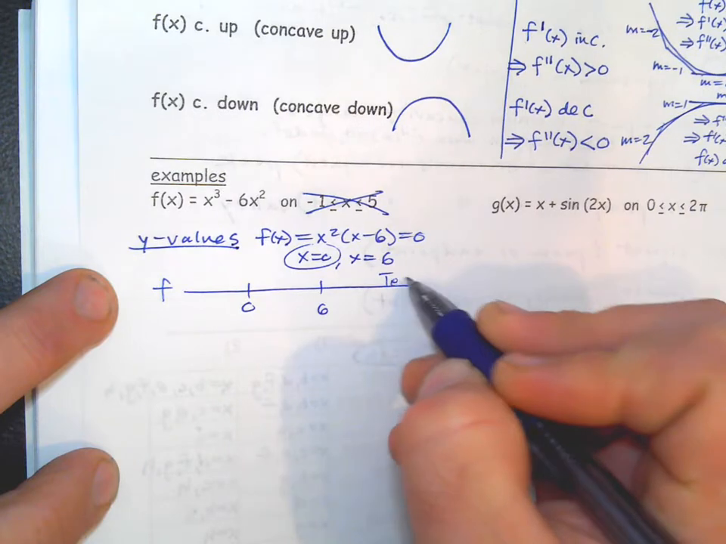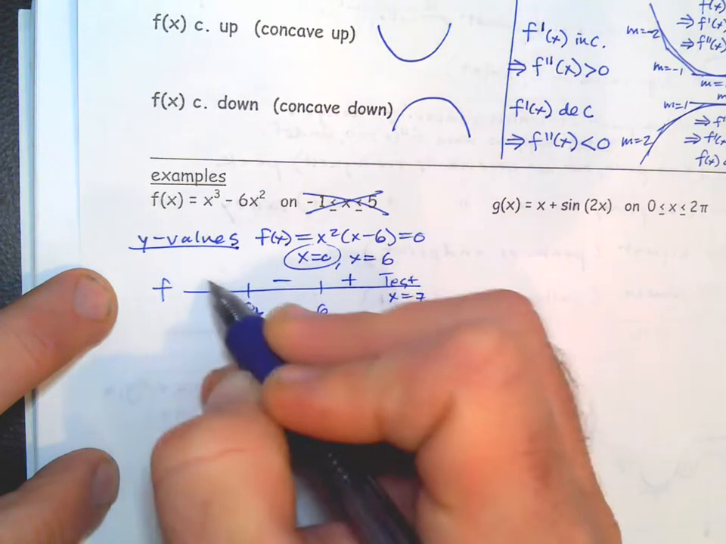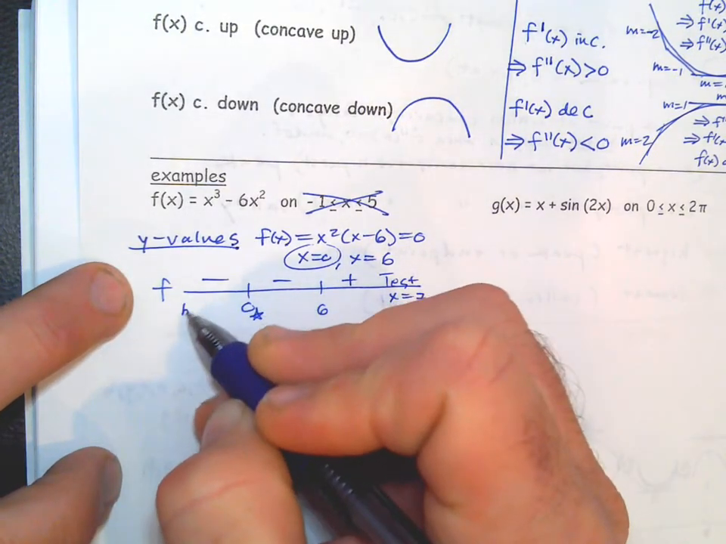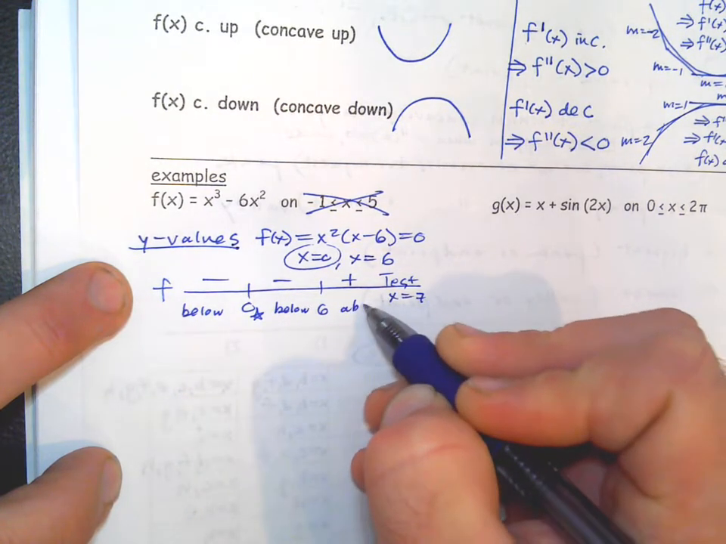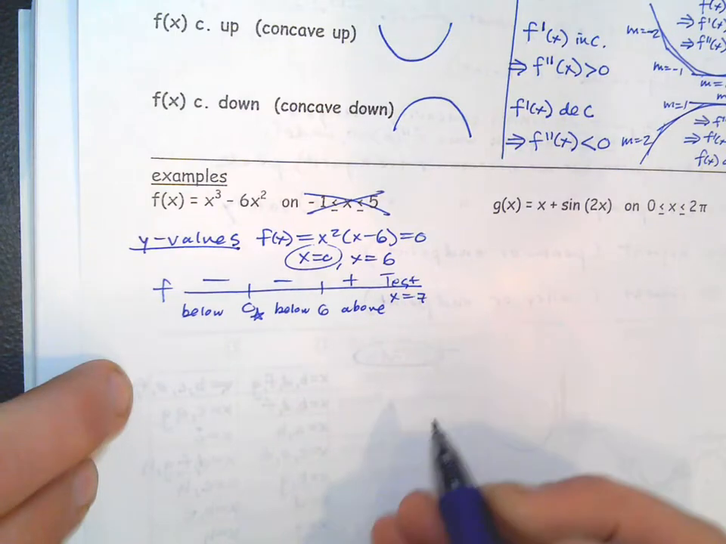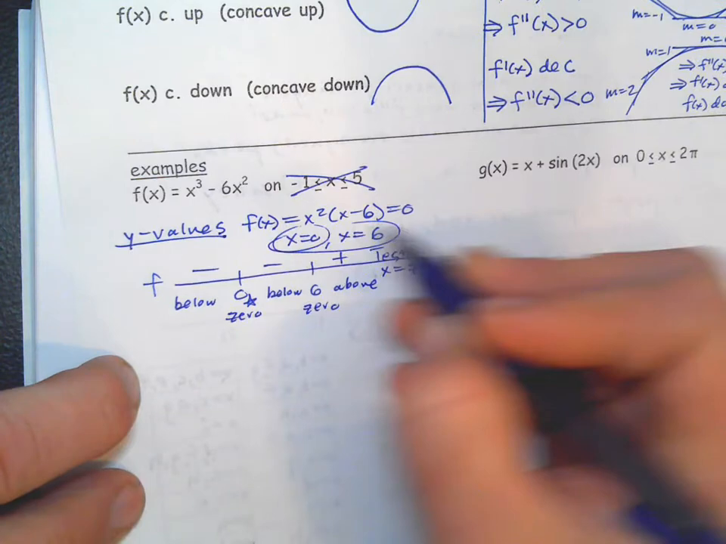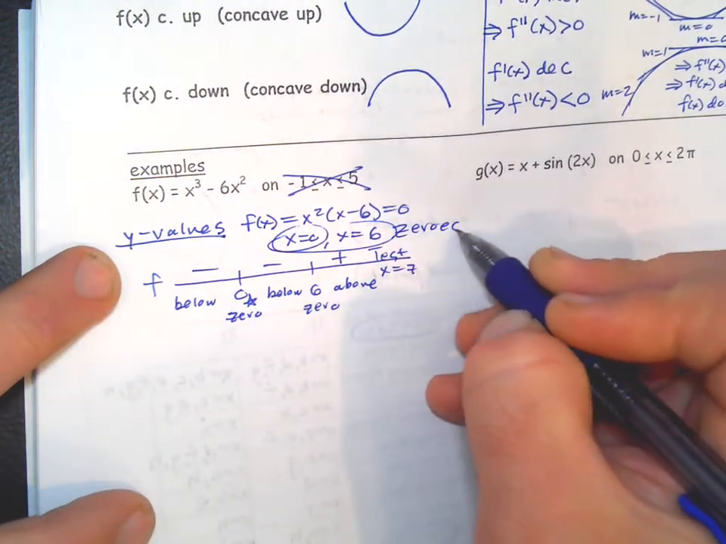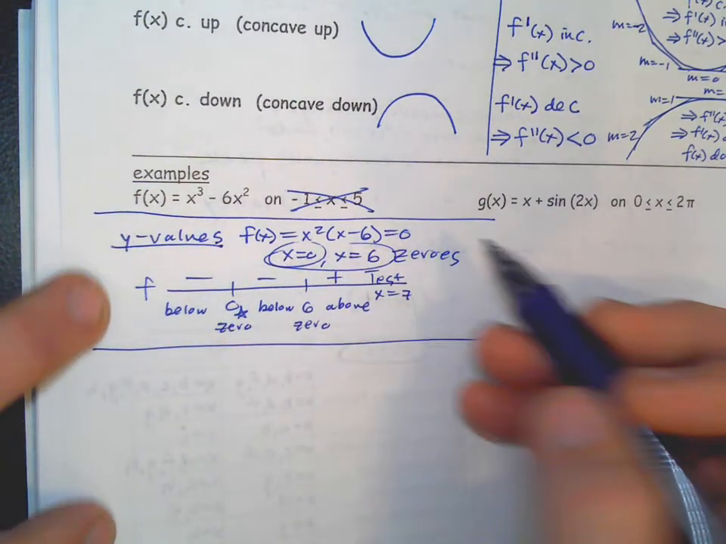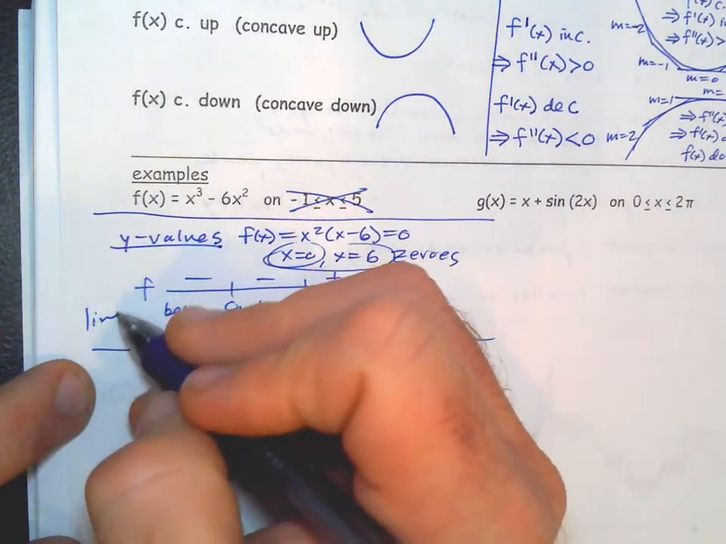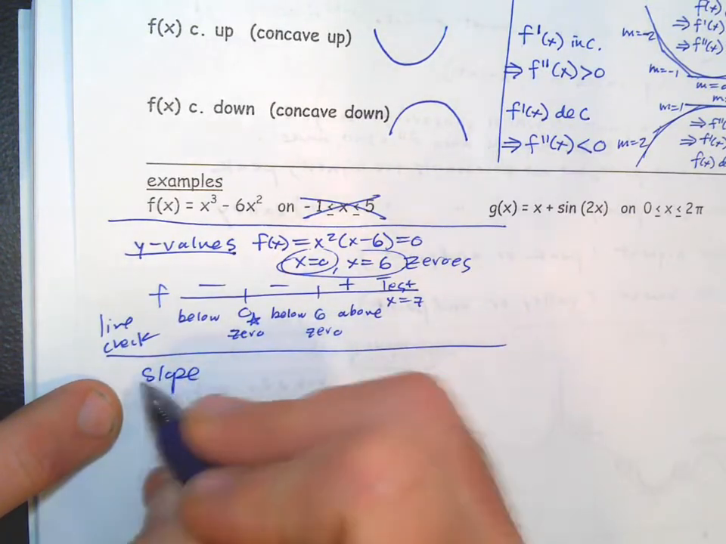Test a point. X equals 7 is positive, positive, positive, which means the graph is above the x-axis. Graph is below the x-axis. The graph is above the x-axis. So these are called zeros, by the way, right? These are zeros. So, I mean, we're not going to usually do that line check, but it is something we could do, right? Do a line check. Now, what's usually more interesting is to look at the slope.